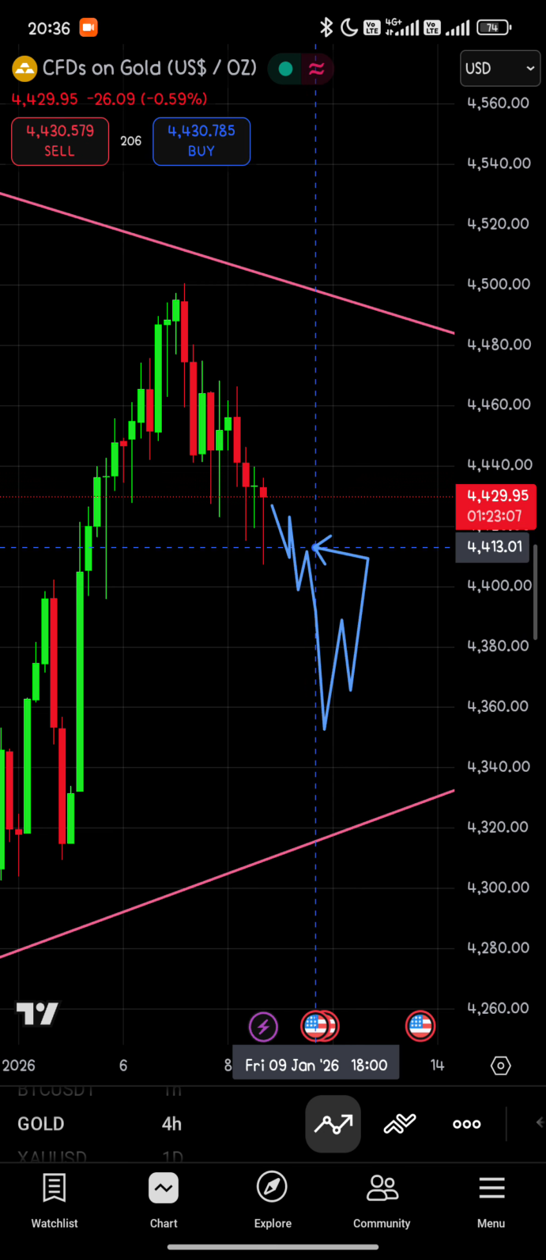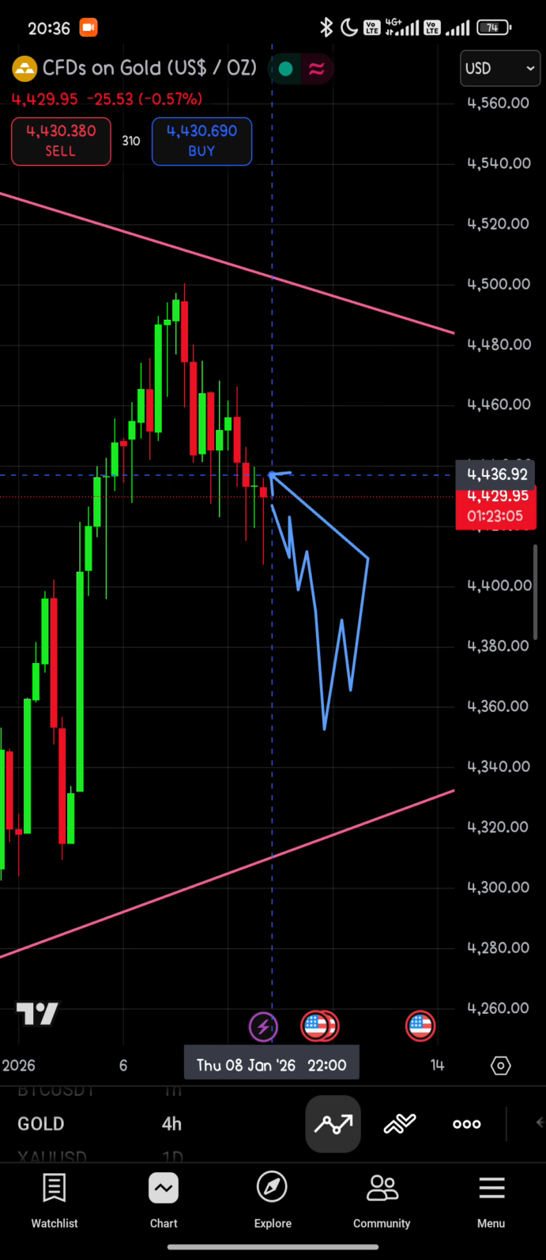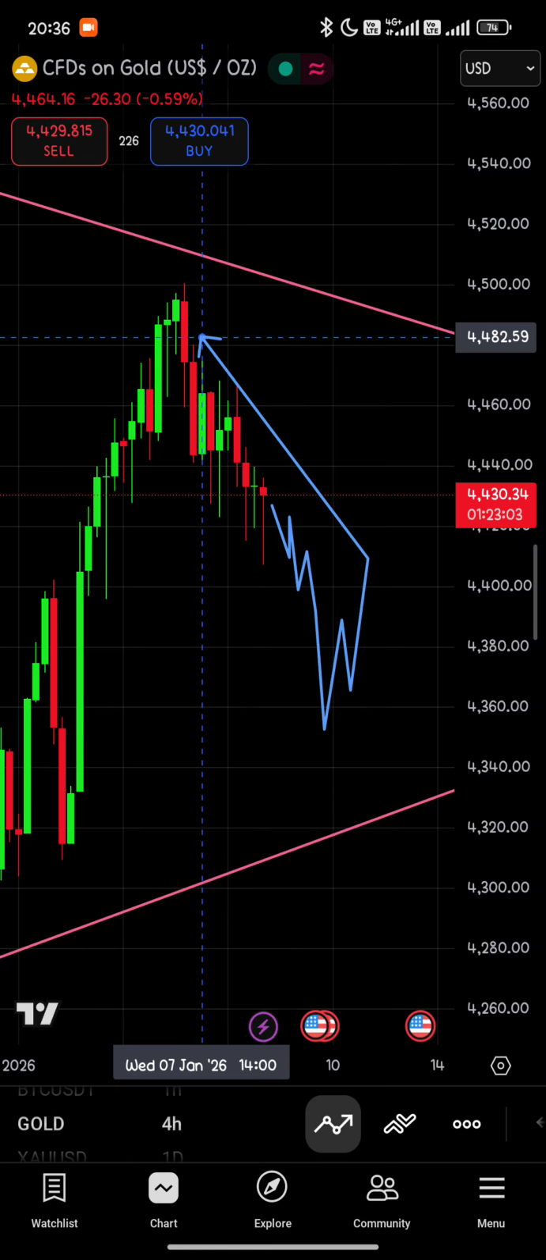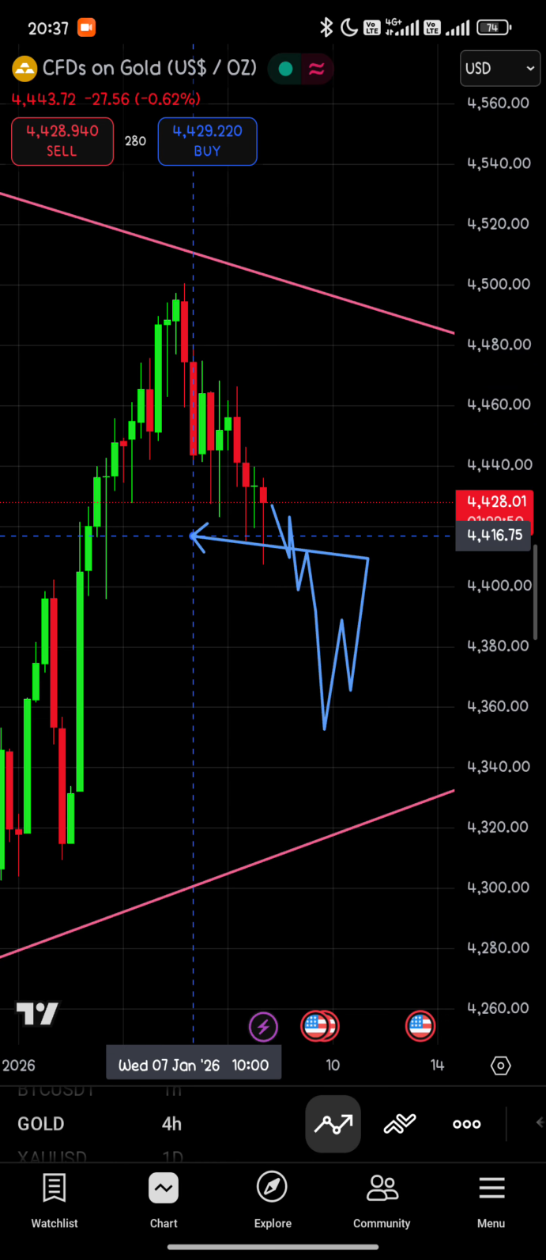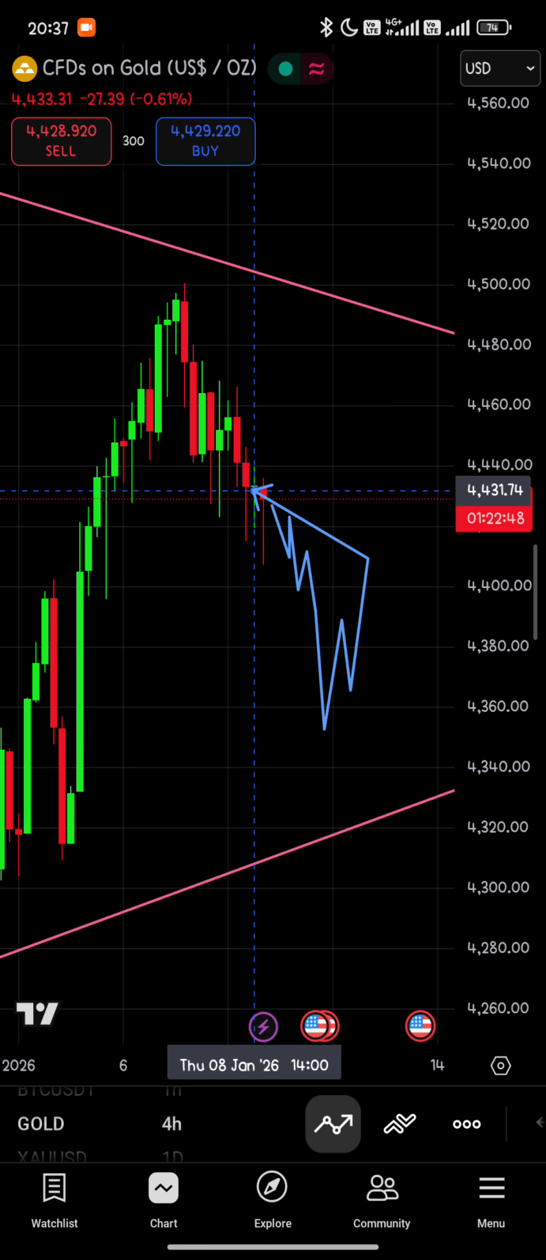Sell positions are triggered over here. Sell limits over here. Over here. And over here. So do you understand what I'm trying to say? For those who are experienced in trading, we wouldn't be entering at all support and resistance every time.